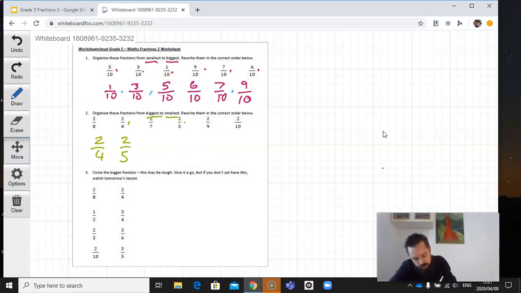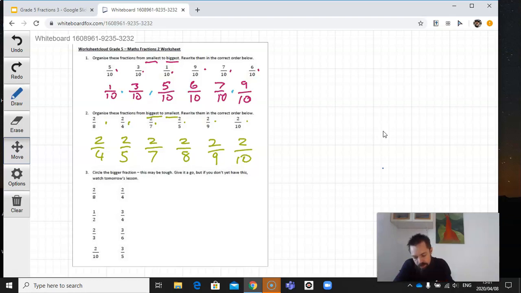Then we will go to 2 over 7, 2 over 8, 2 over 9, and finally 2 over 10. So we're going from the biggest to the smallest, as it says in the question.